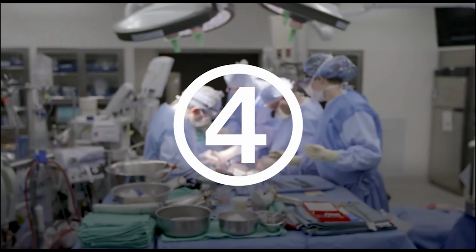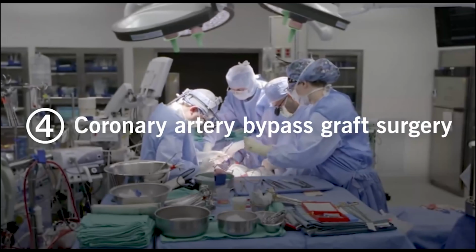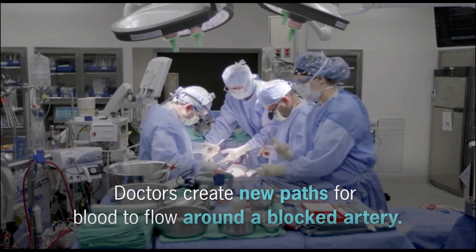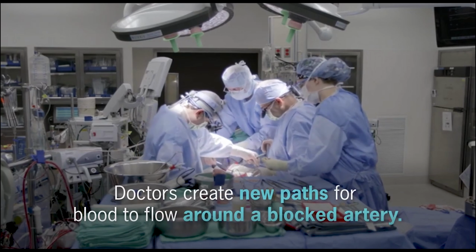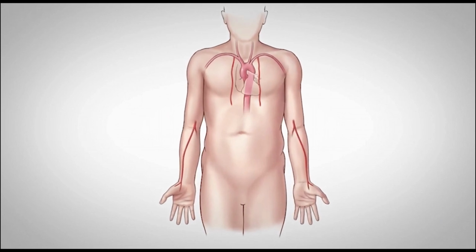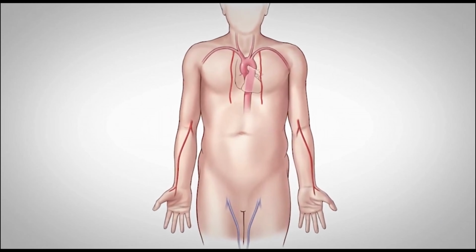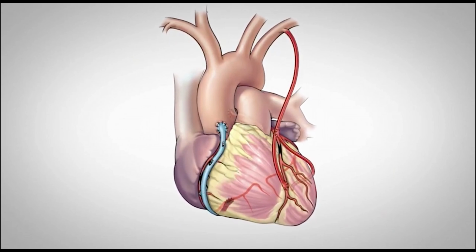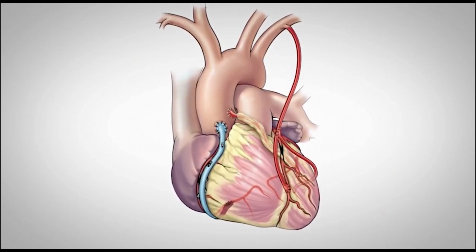Number 4, have coronary artery bypass graft surgery. With this surgery, doctors create new paths for blood to flow around a blocked artery. Surgeons carefully remove blood vessels from your chest, arm, or leg. Next, they connect these vessels to existing blood vessels on the heart, so oxygen-rich blood can once again flow.